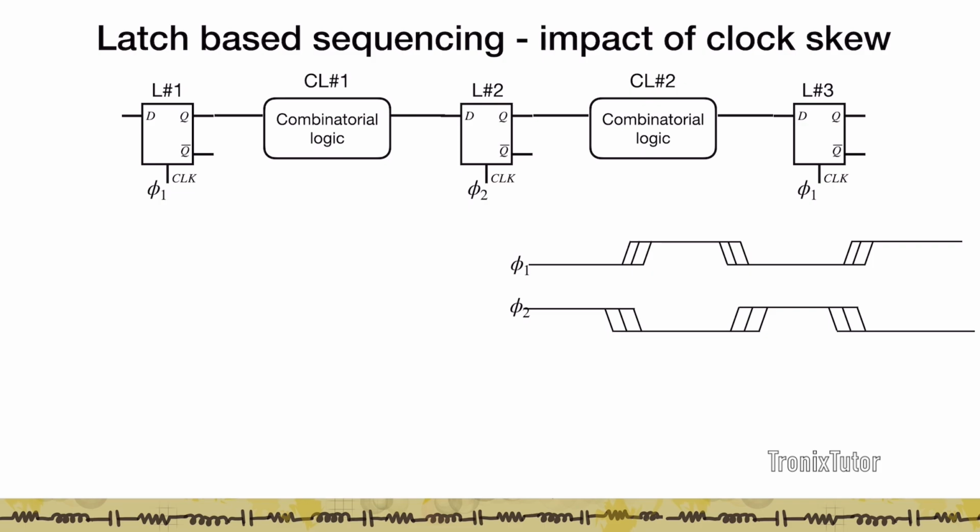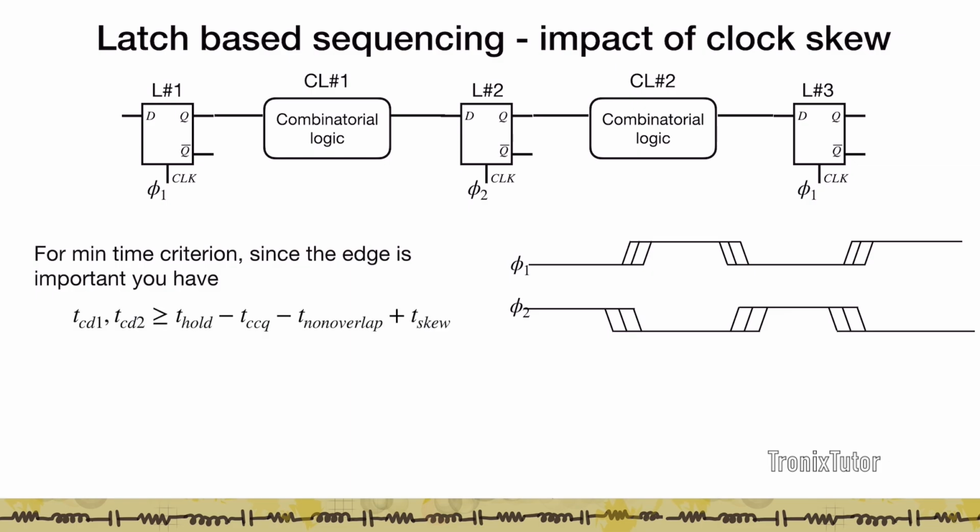Now this unfortunately does not have an issue on the max time, but it does impose a limit on the min time. So now let's look at the min time. Why is the min time important? Because for the min time, you're dealing with the edge, right? So when you're doing the min time, you want D2 to hold after phi2 has gone to 0. So in that case, the contamination delays of the logics, CD1 and CD2, have to be greater than T hold minus TCCQ minus T overlap plus T skew, right?